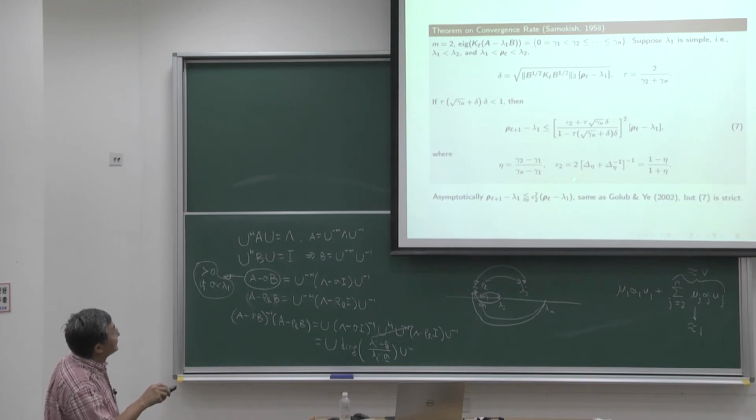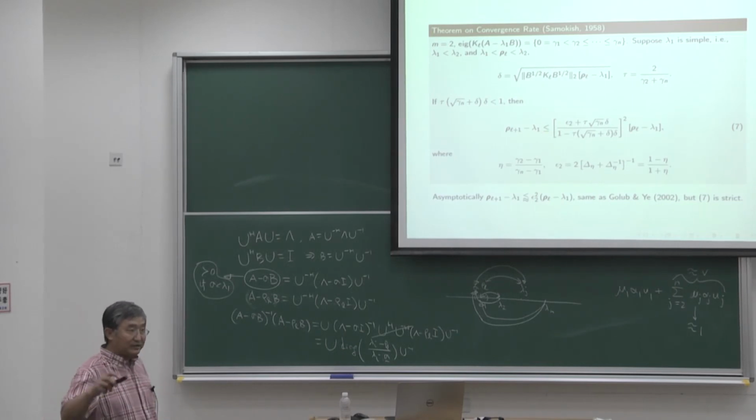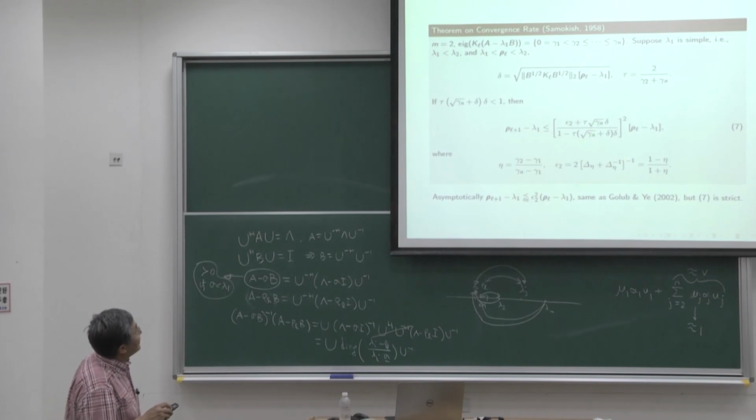Achieve the same purpose basically. Compared to Golub and Ye's result, this is a strict bound. There's no order n squared in the end. Then it looks a little bit more complicated. Let's just look at what it means.